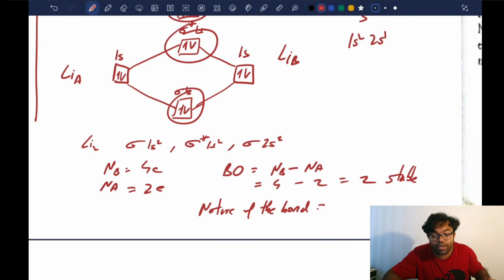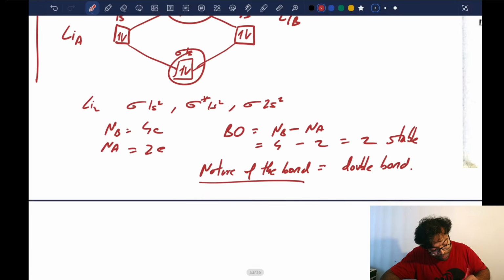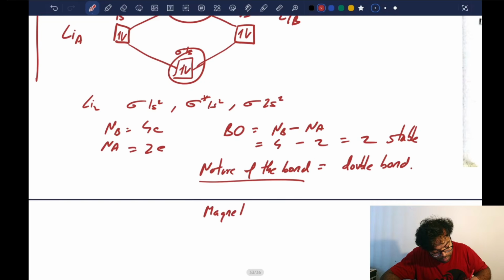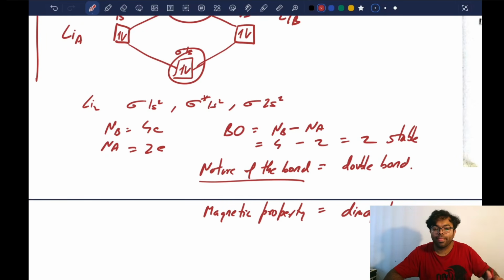No. That is the magnetic property. The nature of the bond will be a double bond. Okay, and then the magnetic property: it will be diamagnetic. Okay, it will become diamagnetic.